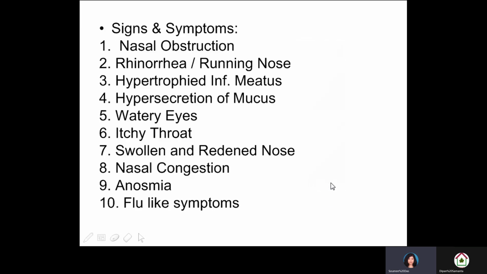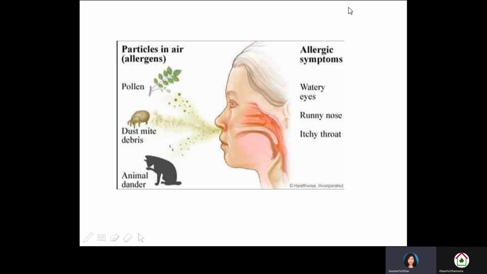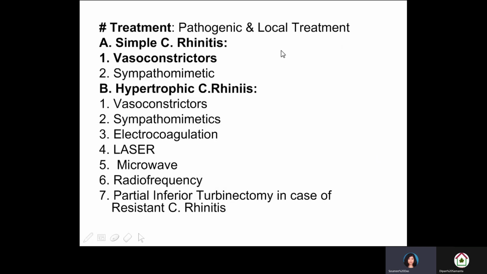So among the allergic symptoms, watery eyes, running nose, and itchy throat. So these together are grouped as allergic symptoms, and these might be caused by pollens, dust mite debris, and or animal dander. That means animal fur or any fiber or any particulate matter generated from any animal. These are called as danders. Okay, so these trigger factors can lead to the generation of these allergic symptoms like watery eyes, running nose, and itchy throat. Next is treatment.